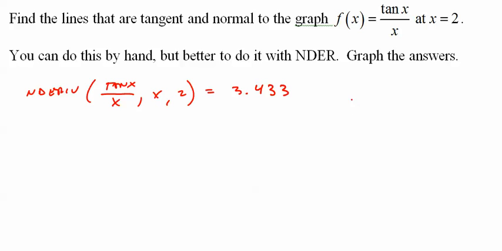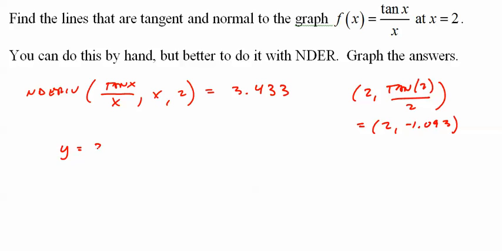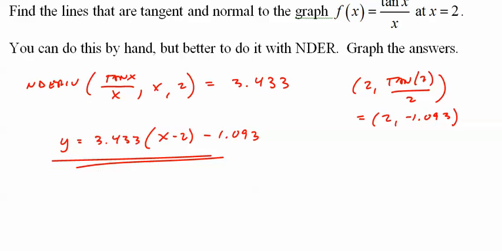Let me find my other point up here. The point is 2 comma tangent of 2 over 2, which is 2 comma negative 1.093. Again, I'm leaving that in my calculator. I'm saving it. So then I will put it in point slope form. Y equals 3.433 times x minus 2 minus 1.093. And that's an equation, but I'm going to put it in slope intercept.